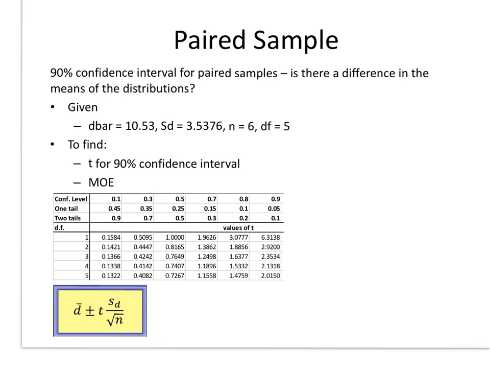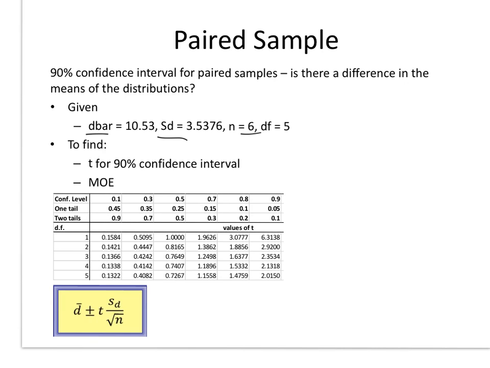And we're given our d bar, so that's the average difference between our pairs of groups, and we had 6 groups in this case, where n is 6, which gives us a degrees of freedom of 5, and then we have a calculated standard deviation for our pairs of 3.5376. Okay, so those are given to us. So we need to find our t-value for the confidence interval and then the margin of error.